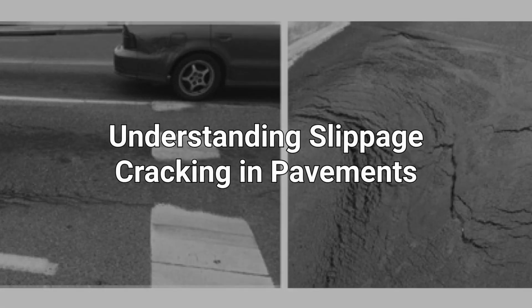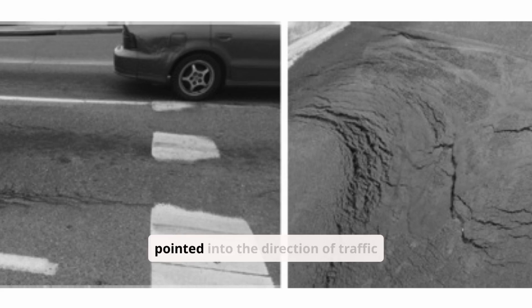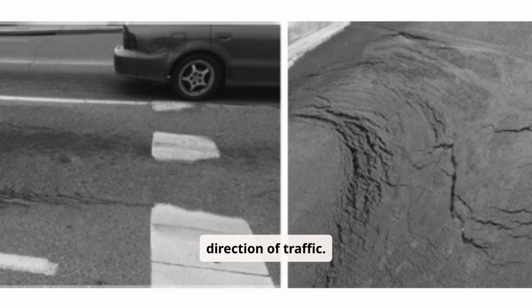Understanding slippage cracking in pavements. During braking or turning of vehicles, the pavement surface slides, forming crescent or half-moon-shaped cracks with two ends pointed in the direction of traffic, known as slippage cracks. The figure shows two slippage cracks. The left photo shows clearly that the two ends are pointed toward the direction of traffic.